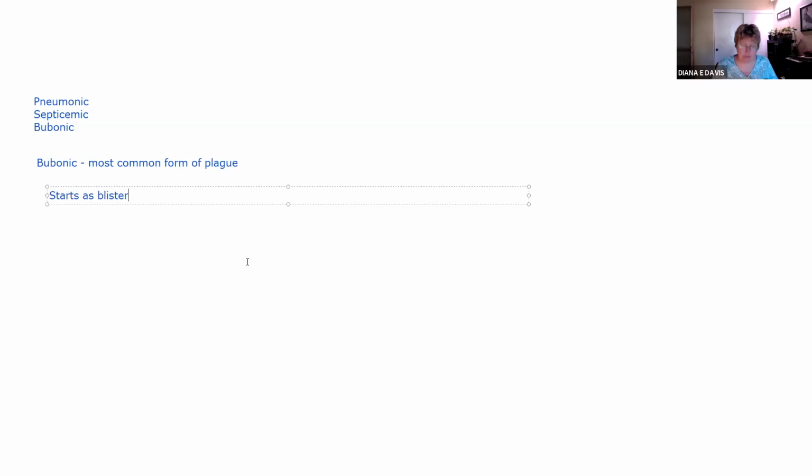All right. So it starts as a blister. There are also red pock marks, kind of like what you see with smallpox. As with all of these, high fever, nausea, headache, vomiting. This one has thirst. Those buboes, am I spelling that one right? Are swollen lymph nodes.